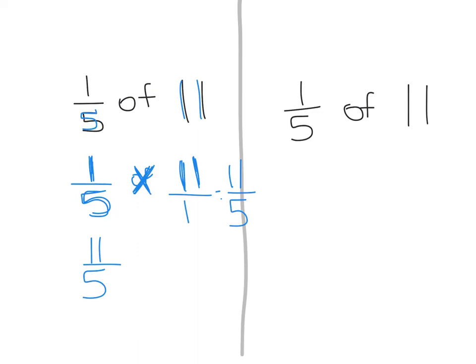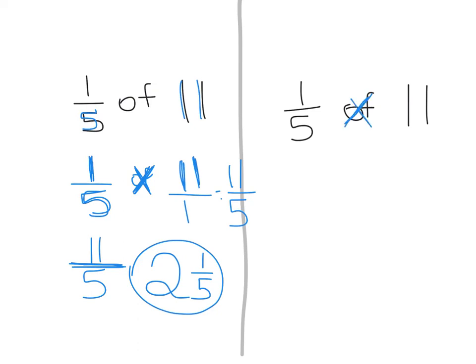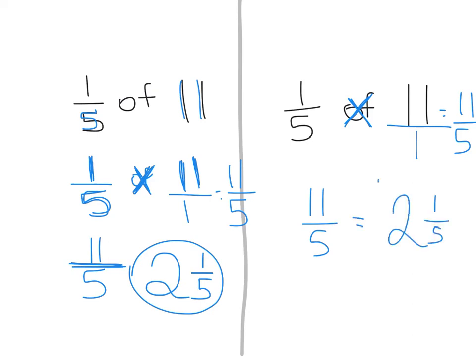And we're going to simplify that and write it as a mixed number. So this means divide. 11 divided by 5 is 2, and there's 1 left over, and the denominator stays the same. 2 and 1/5, which is the same as 11/5. So on the right side, we would just take the of, write it as a multiplication symbol, put the 11 over 1. We can't simplify, so 1 times 11 is 11. 5 times 1 is 5, and my answer is 11/5. And we know 11/5 is 2 and 1/5, because we just did that.